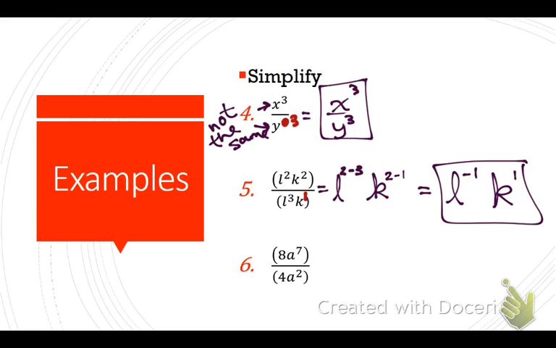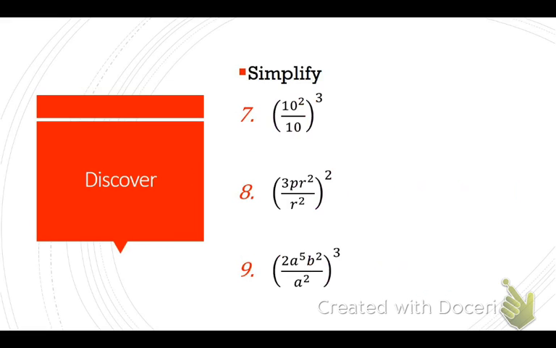On 6, we've got to realize, these guys are coefficients. These are regular numbers. When you have 8 divided by 4, turns out to be a 2. So we treat those regular. And then the A will be to the 7 minus 2 power. So ending answer, 2a to the 5th. Let's see what these turn out to be. So there are different ways to attack it.